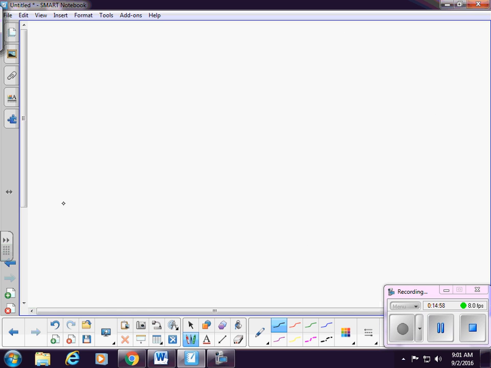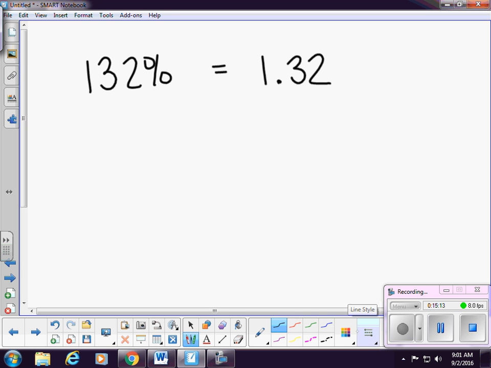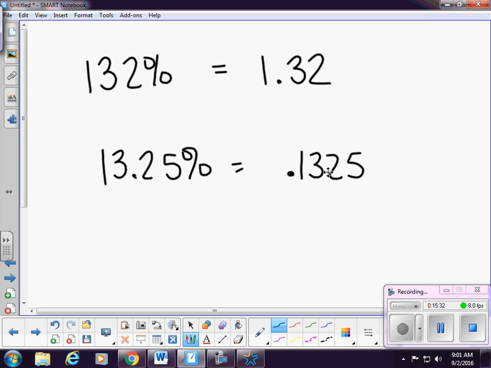What if I have 232%? I'm still going to move my decimal. How many? 2. So what's my answer going to be? 2.32. Okay. What if I have a decimal in here? What if I have 13.25%? I still move it 2 places. So what am I going to end up with? Very good. And I put a 0 out here just not to lose that decimal.